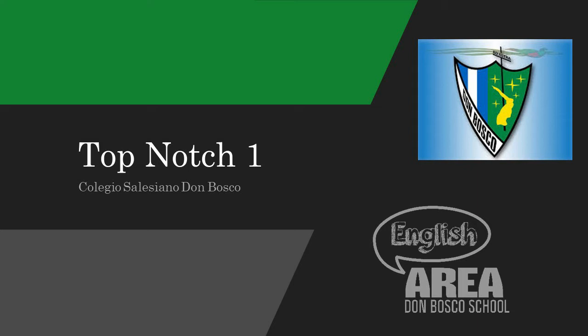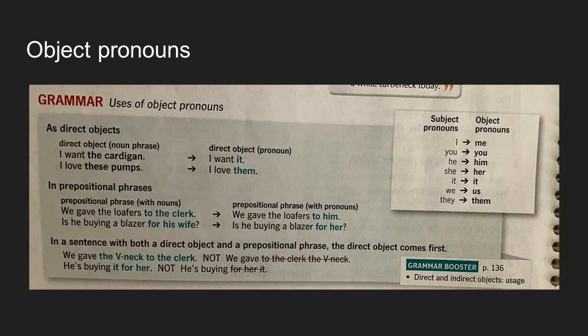So in this case, I'm going to teach you two lessons. I'm going to start with the object pronouns, right? Please go to page 88 of your Top Notch book. On this page, you will see a little vocabulary about types of clothing and shoes. Also, we have the grammar box. I'm going to start with the grammar box about the object pronouns, right?